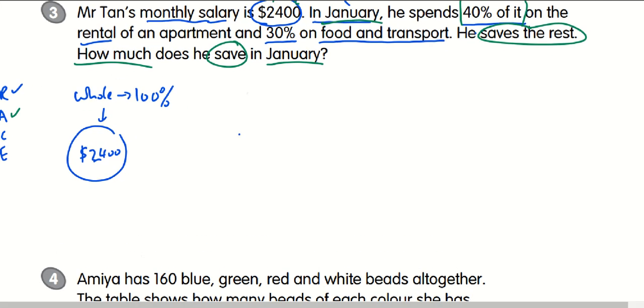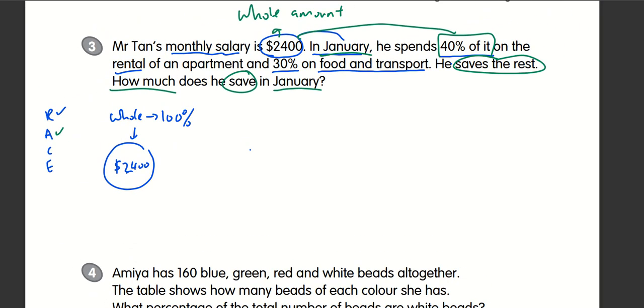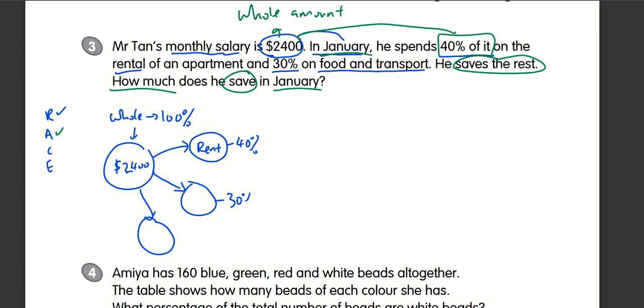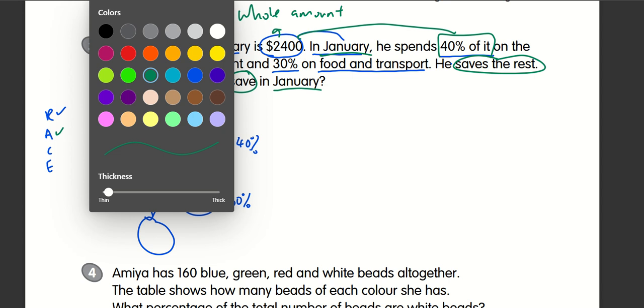Now, part of this amount, 40%, and then this is the rest. So here, over here, this is 40%. 40% of it was on rent. 30% on food and transport. And then this one, save.